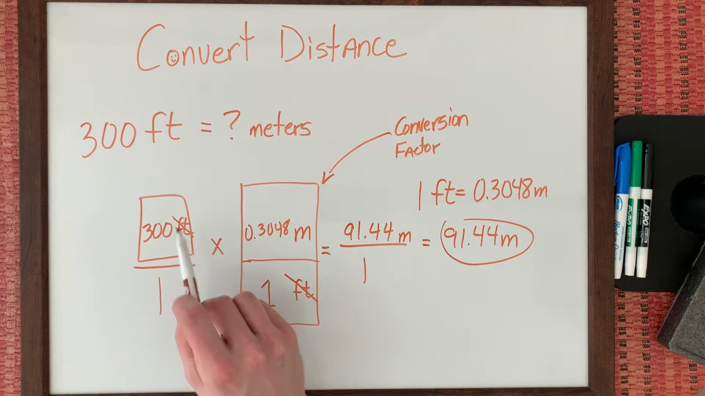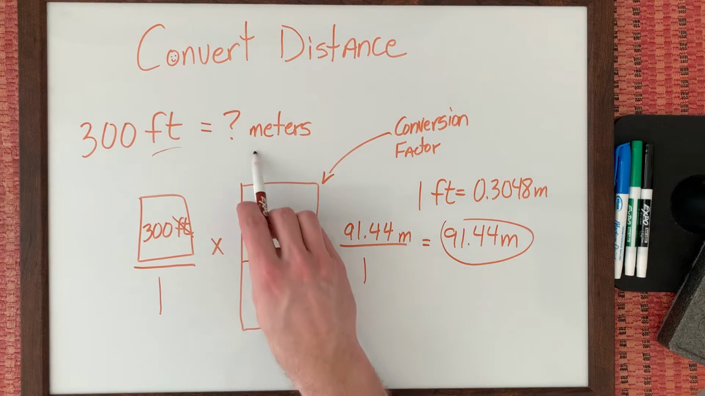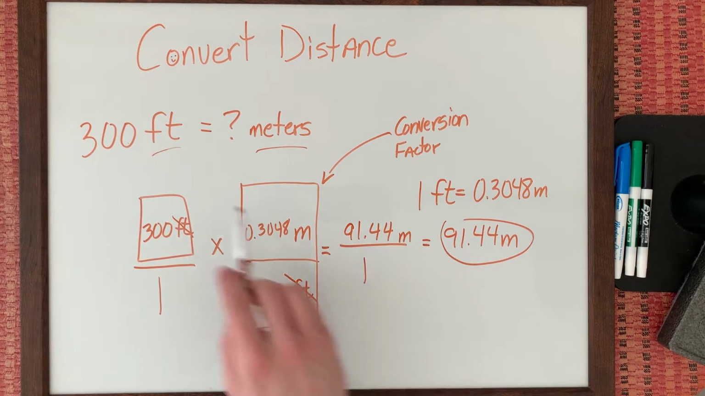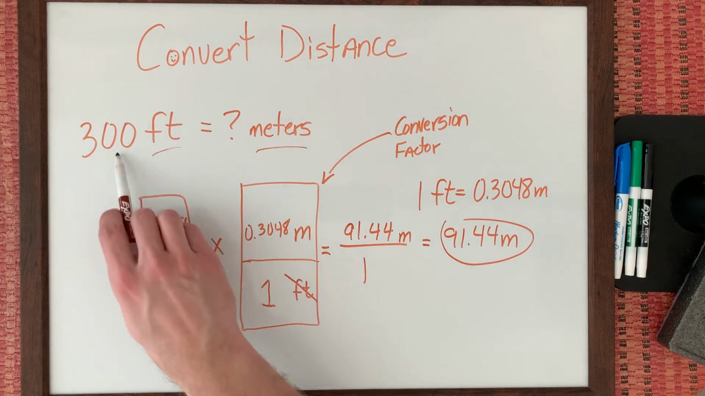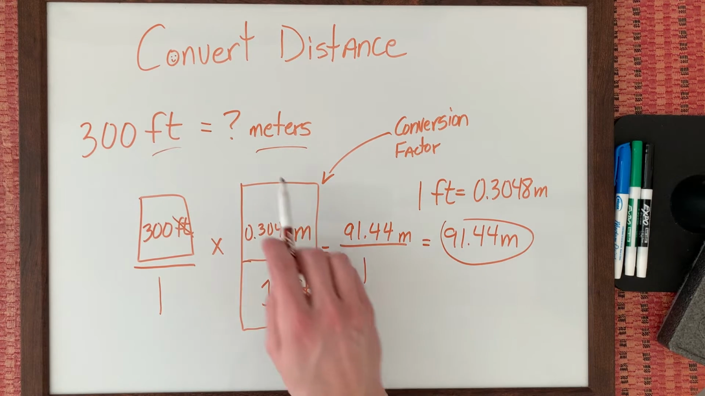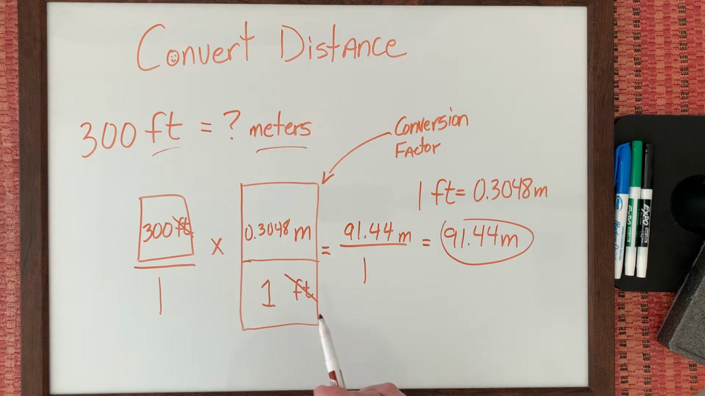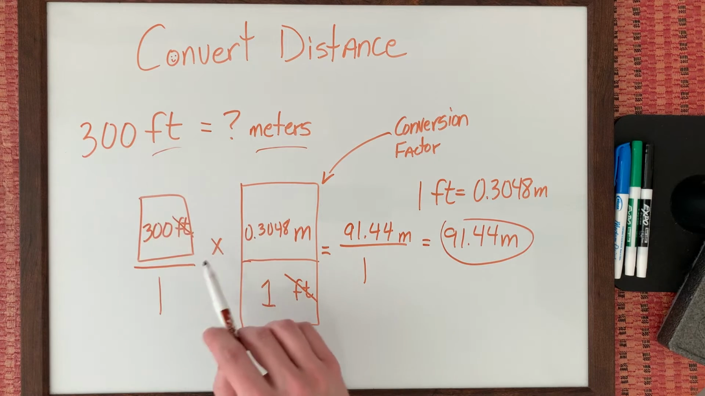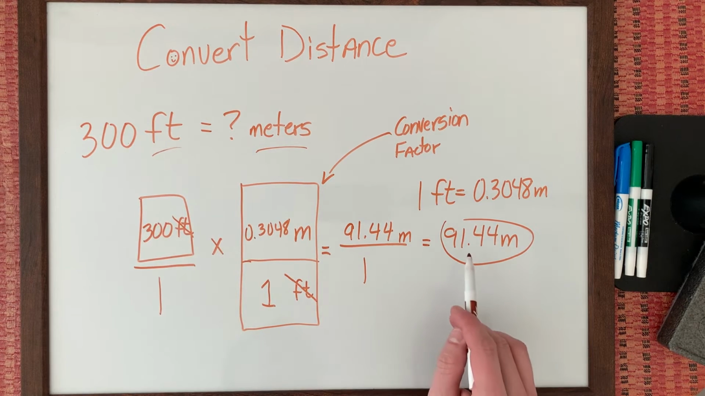All I did was change from one set of units to the other. So both of these numbers are different, but because they're different units, they actually measure the same distance. 300 feet for the length of a football field, which is equivalent to 91.44 meters.